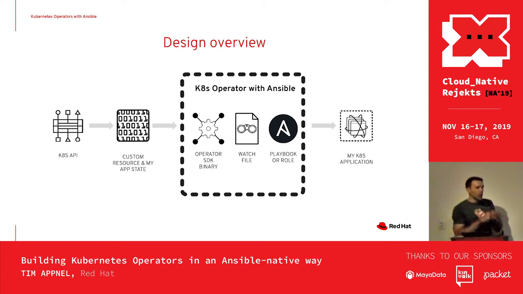And then it knows that when it starts up to read something called the watch file. And what the watch file does is it maps events inside of Kubernetes to a role or a playbook, an Ansible role or playbook. So you have this role and playbook that you are creating, and then you're mapping it to events that are going to happen inside of Kubernetes, and you build it, send it out.